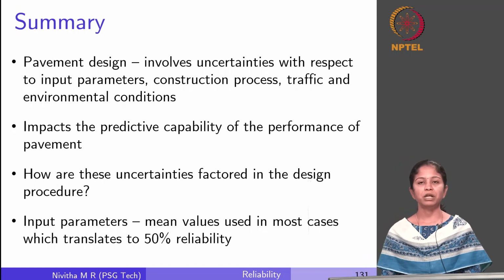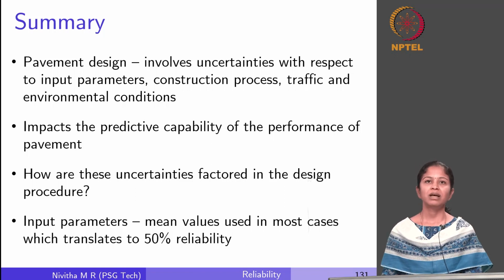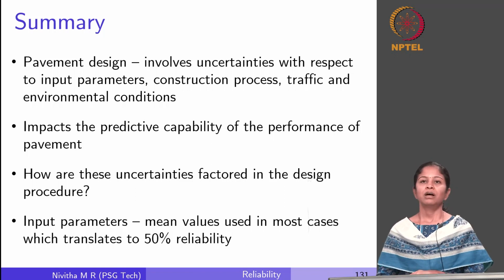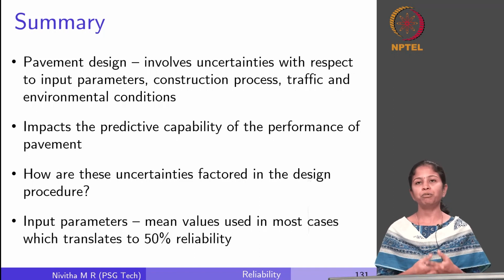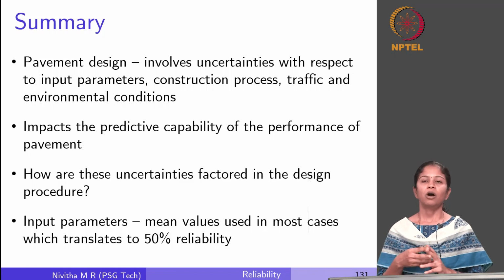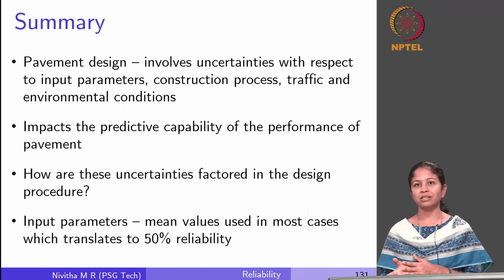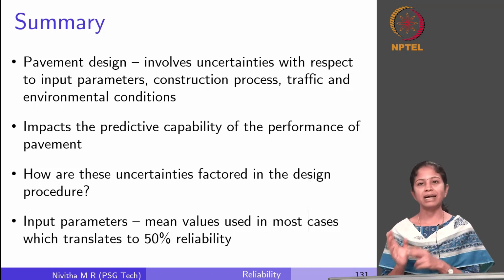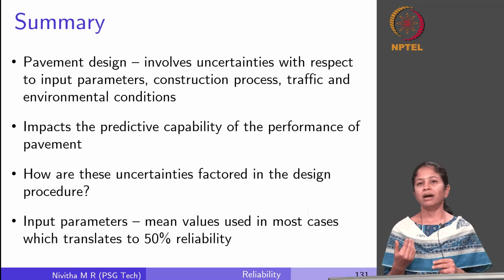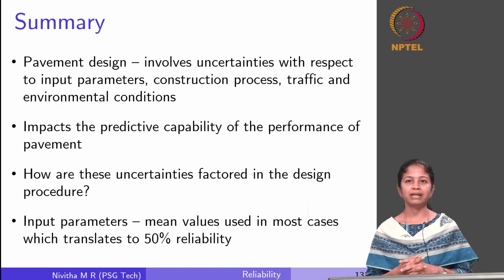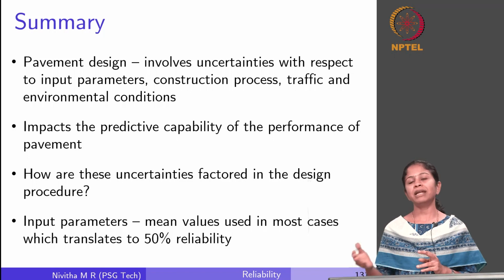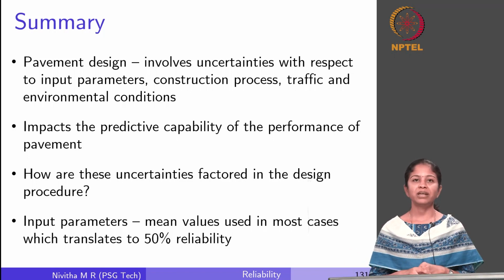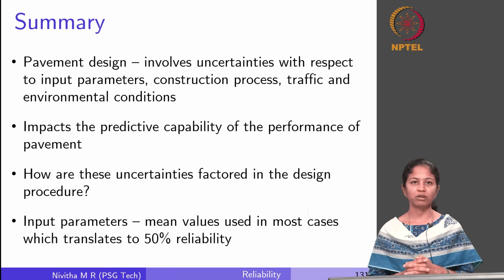So the first aspect that we said is with regard to the uncertainty. We said the pavement design process involves a lot of uncertainties. So it could be with respect to input parameters, it could be with respect to traffic and environmental conditions, or it could be with respect to the variation in the construction process, that is the difference between the as designed and as built case, right. So there are again random variations in climate and traffic. So there are many factors which contribute to the variation in the pavement design process, right.